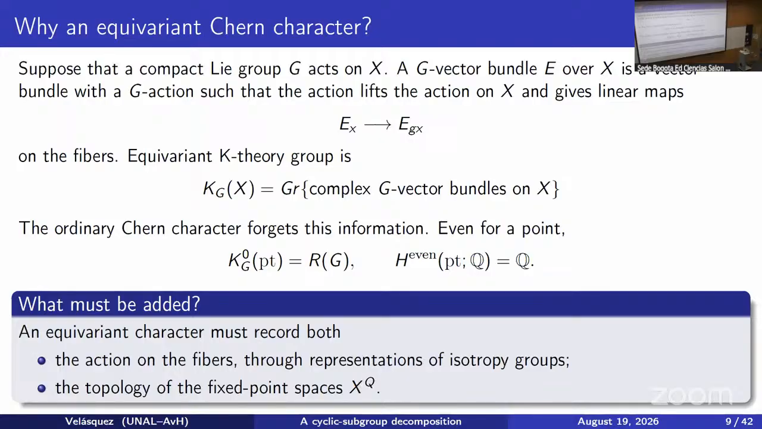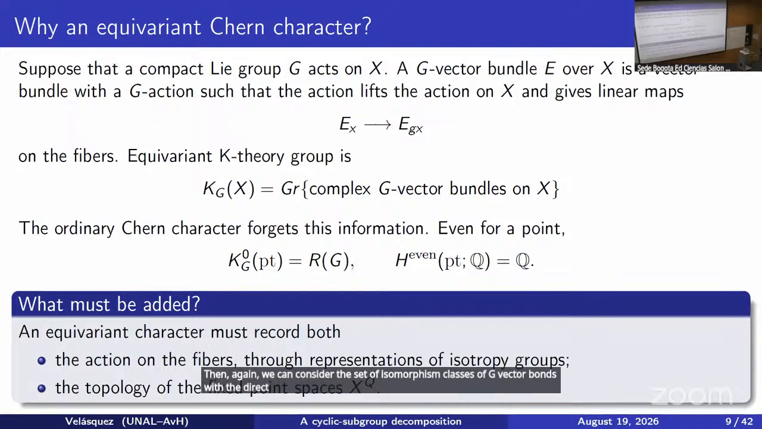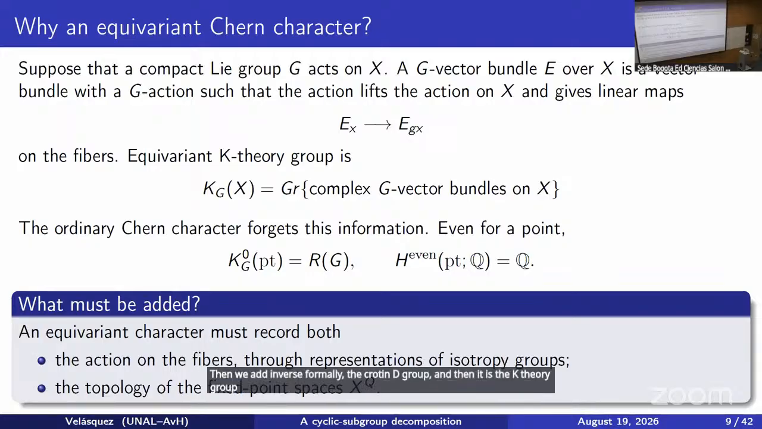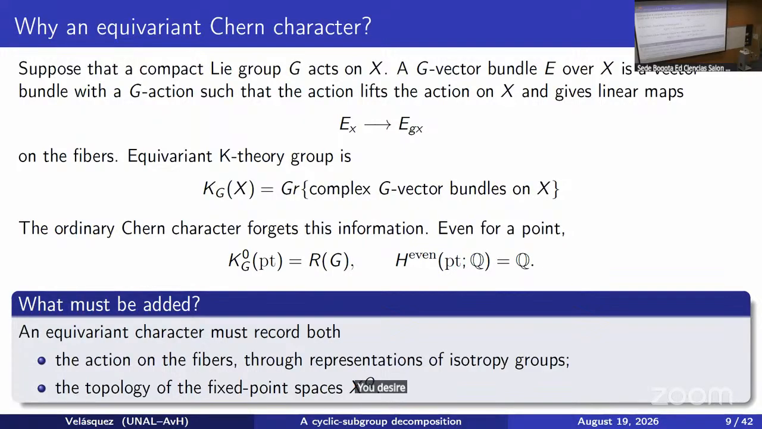Okay. What is equivariant K-theory? Then again, we can consider the set of isomorphism classes of G vector bundles with the direct sum operation. This is a monoid. Then we add inverses formally, the Grothendieck group, and then it is the K-theory group. It is the zero K-theory. What happens if we try to use the Chern character to compute this group? The problem is that the Chern character doesn't see the symmetries given by the action.